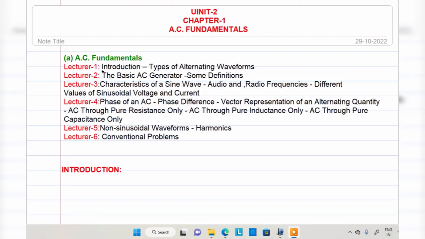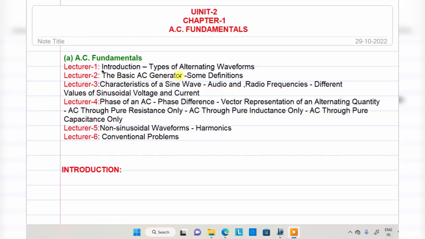Then we are moving to Unit 2, chapter number 1, that is AC fundamentals. In this particular video, we are going to see the introduction to AC fundamentals as well as the syllabus related to it. I'm going to cover 6 video lectures. The first lecture will be introduction and types of alternating waveform. This video is based on lecture number 1.